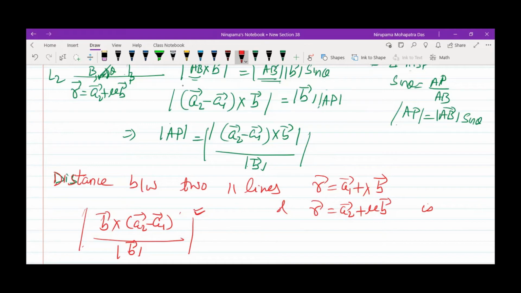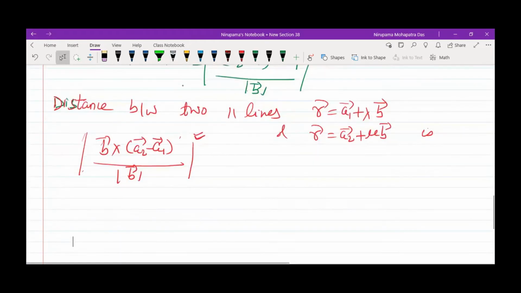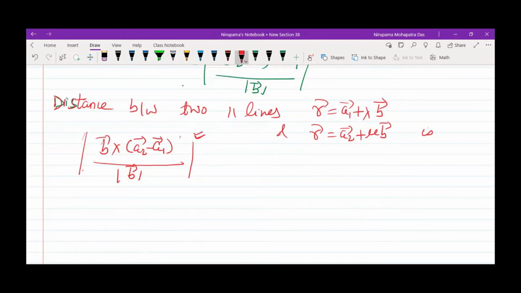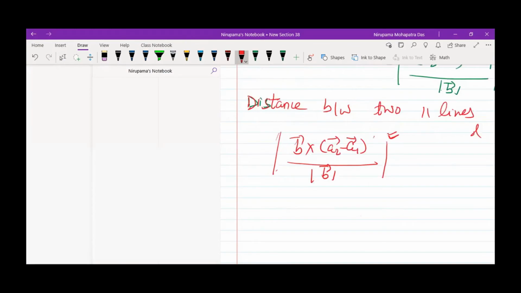So these are the two concepts that we covered: distance between two skew lines and distance between two parallel lines. And if the lines are intersecting, then the distance between the two lines will be 0.